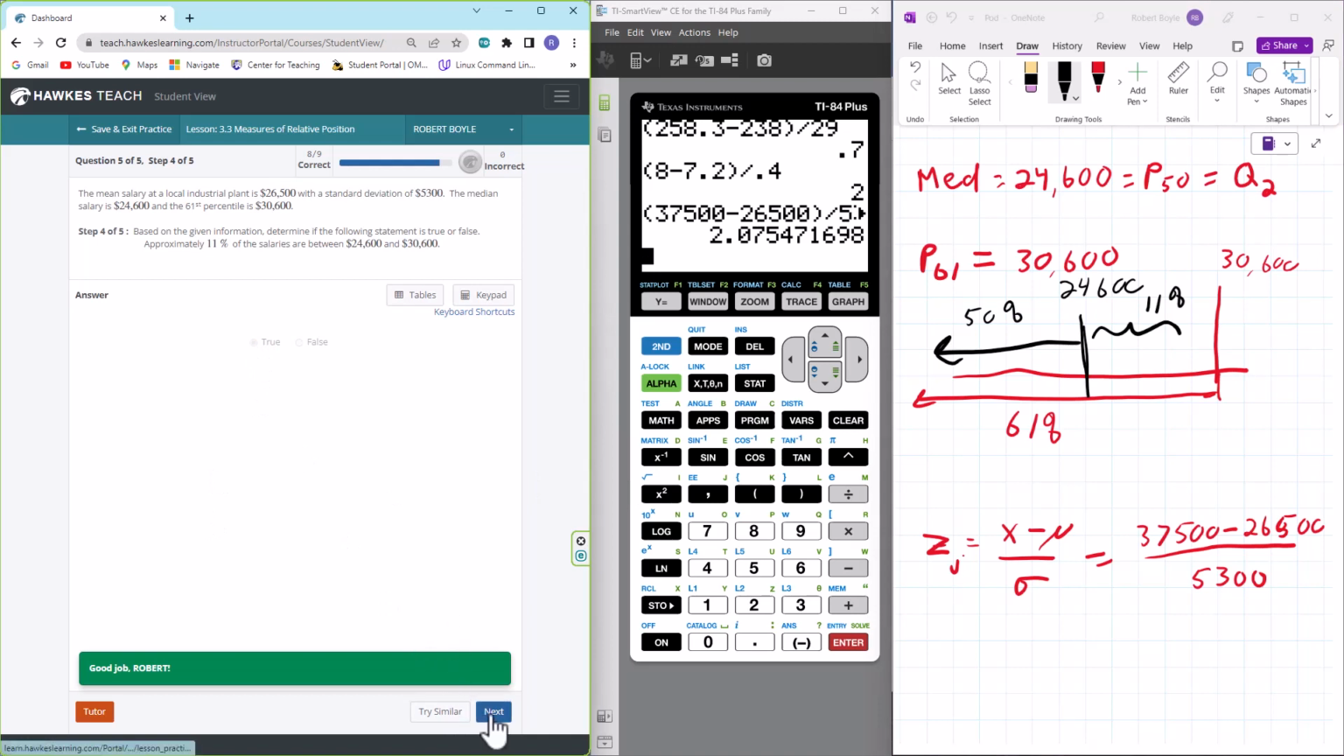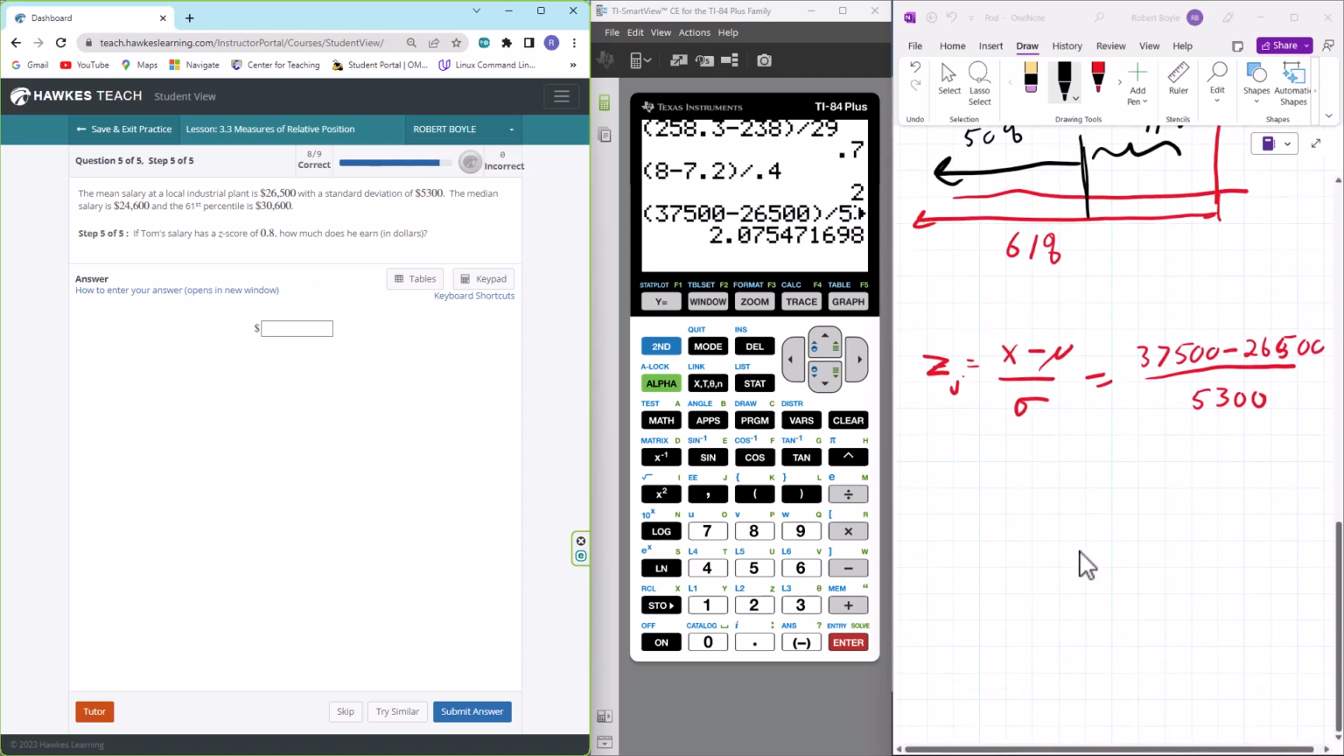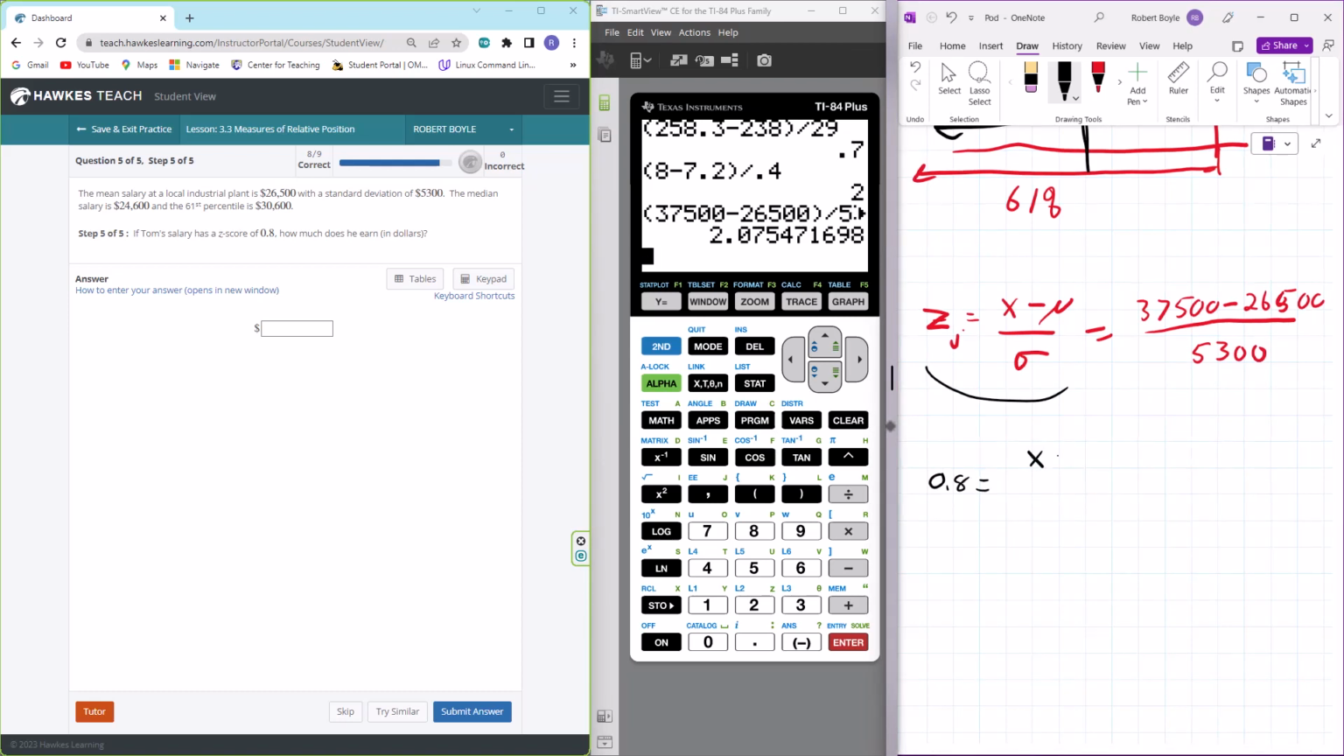All right, and then finally, for our last one, we need to compute the salary for Tom, and Tom's salary has a z-score of 0.8. How much did he earn? Well, we can use this equation right here to figure that out. Okay, so let's start off with this, and notice the z-score is 0.8. That is going to be equal to x, we don't know x, minus the mean, which is $26,500, divided by the standard deviation, which is $5,300.